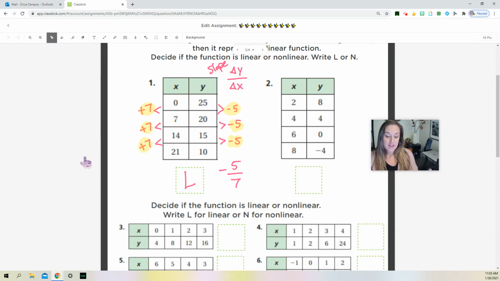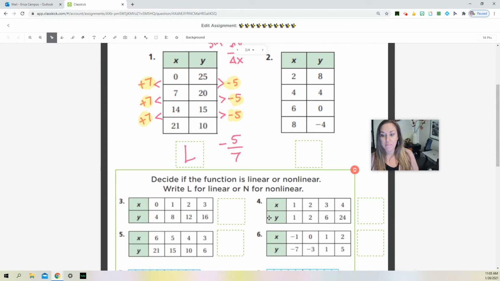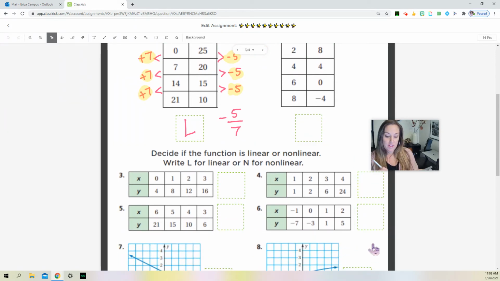Okay, so let's look at another one. Let's look at number 4. So the change in the y, I'm going up by 1. From 2 to 6, I'm going up by 4. From 6 to 24, I'm going up by 18. And it's okay if those numbers are different, as long as the change in x also gives you a ratio that is constant, then that's okay.